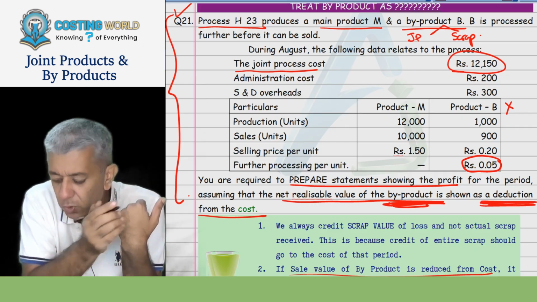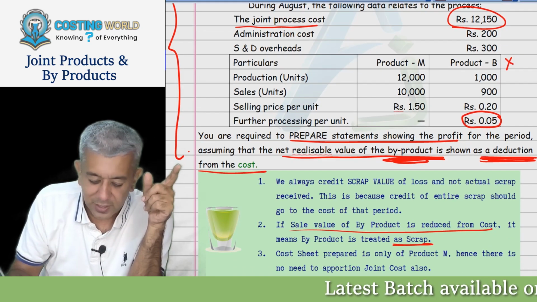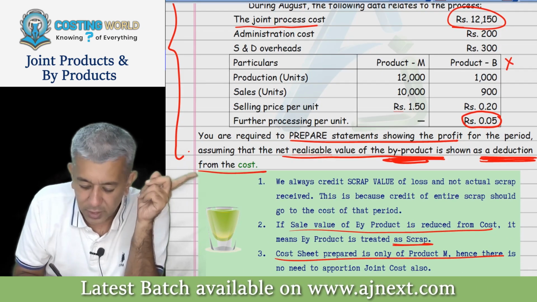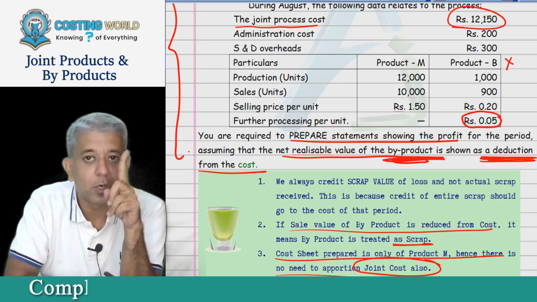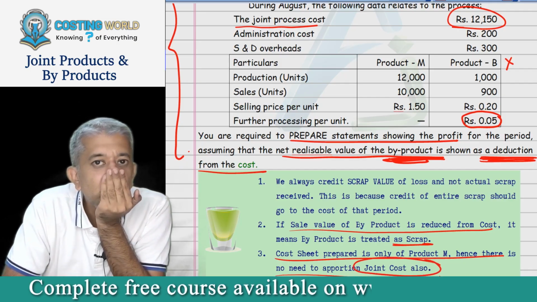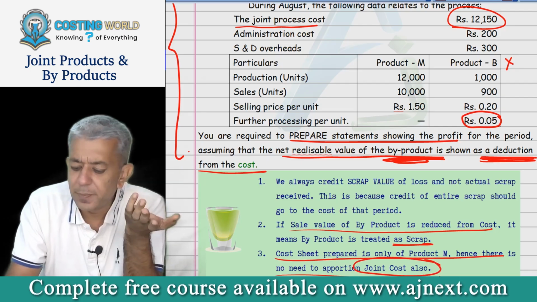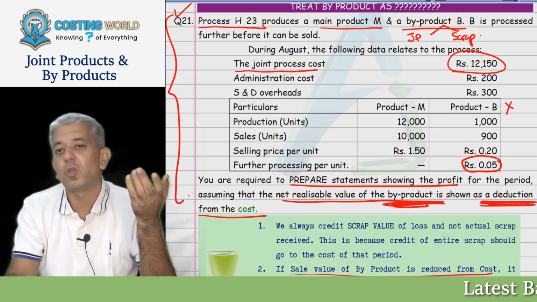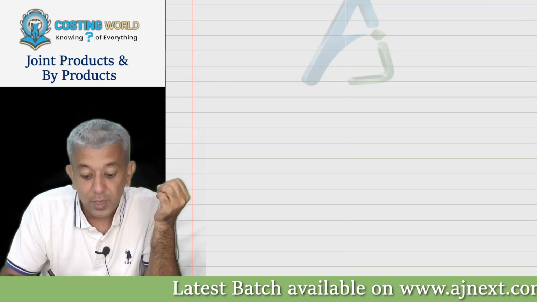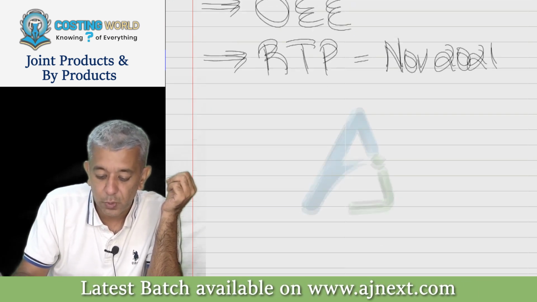Okay, so I'm about to make cost sheet, and that's what I've written over here as a third point. Cost sheet is prepared only for product M. Hence, there is no need to apportion joint cost also. You understood this last line? Yes, sir. So there will be no apportionment as such. It is waste of time for me to ask you all which method to be followed. There will be no method because we are not going to apportion joint cost. Okay, so write down please.